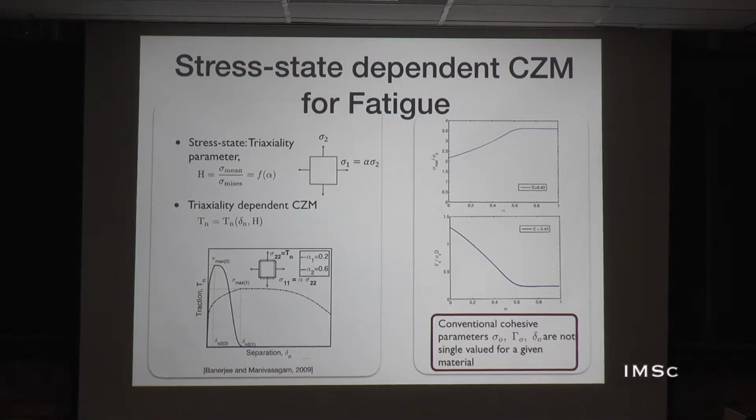I am not showing the details of the model because that is one kind of story. What we are going to use is this model. If we apply it to fatigue, what are the predictions, and do we have those predictions reflected in the experiments? That is the overall picture that I would like to present. The important point here is that we take traction separation behavior to be triaxiality dependent. If the triaxiality is high, high stress and low energy is taken by the process zone. If the triaxiality is low, the peak stress is low and the energy dissipated during the work of fracture is higher.